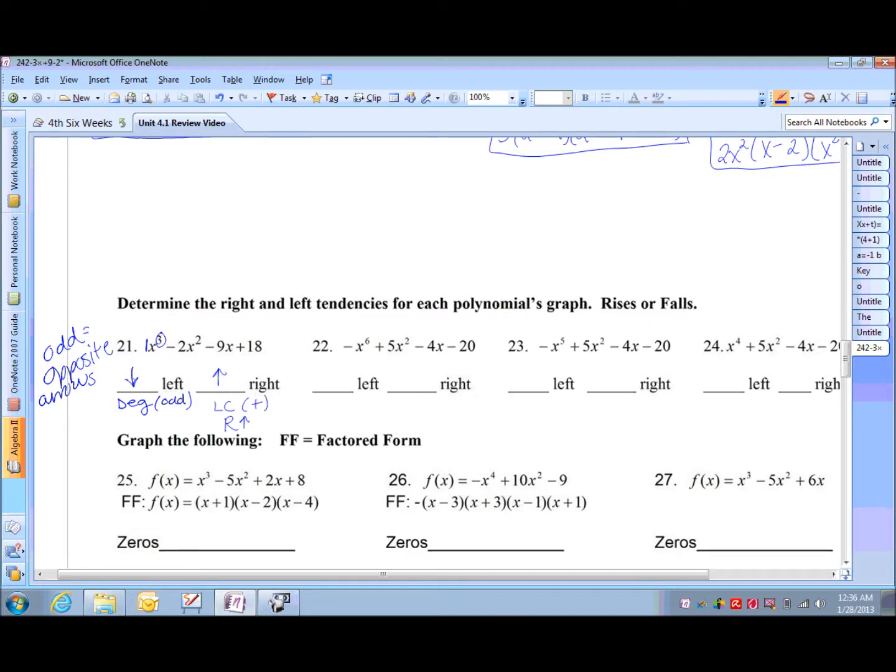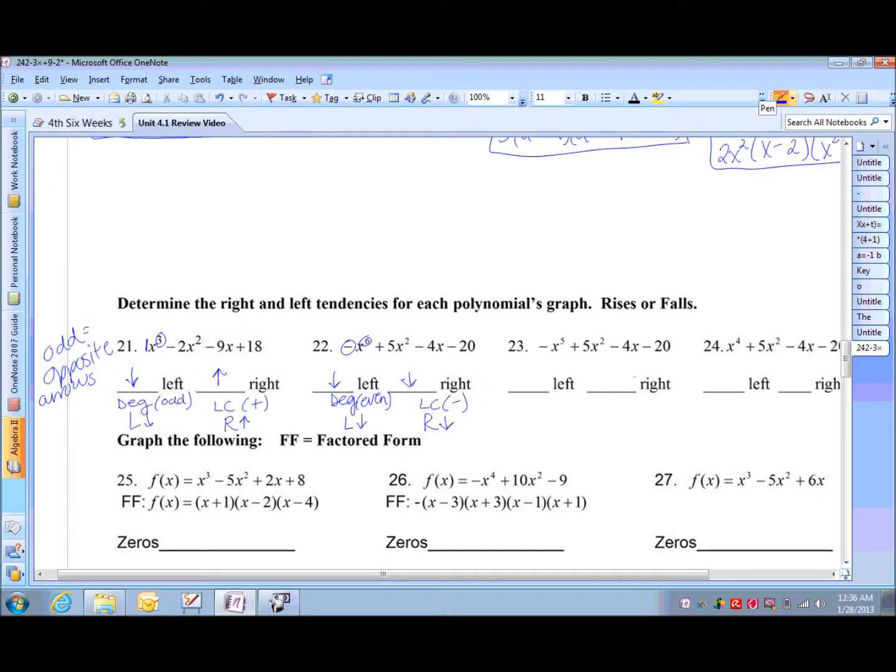Okay, moving on to problem 22. Once again, we look at the right first. The leading coefficient here is negative, so that means the right is going to fall. And for the left tendency, we look at the degree, and the degree here is 6. So it's an even degree, and that means the left is going to have the same tendency as the right, so the left also is going to fall here.